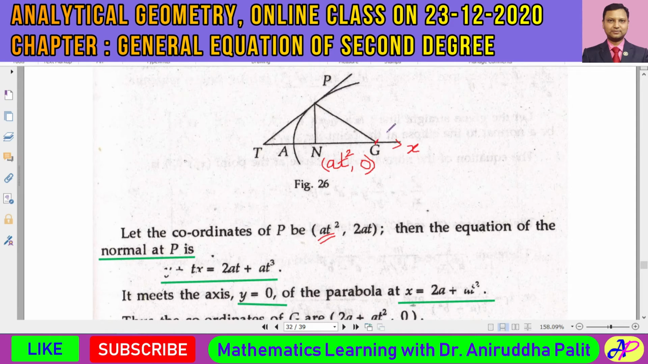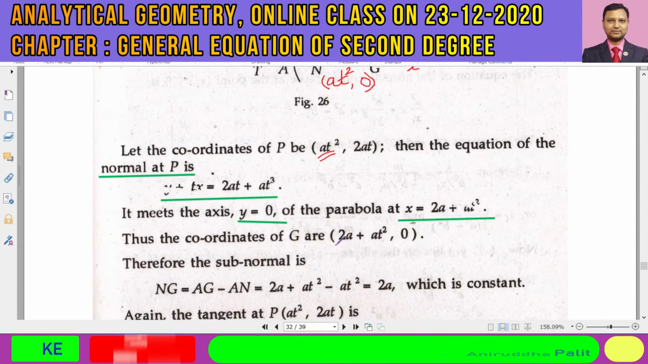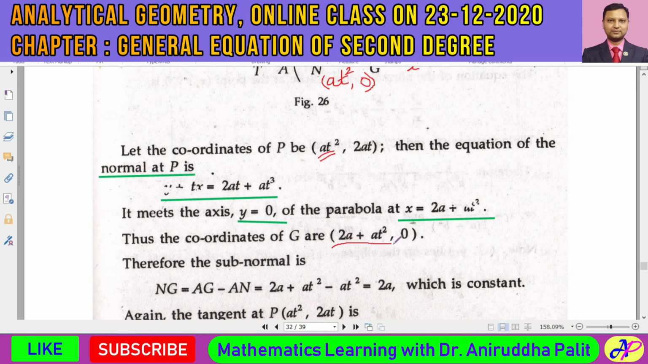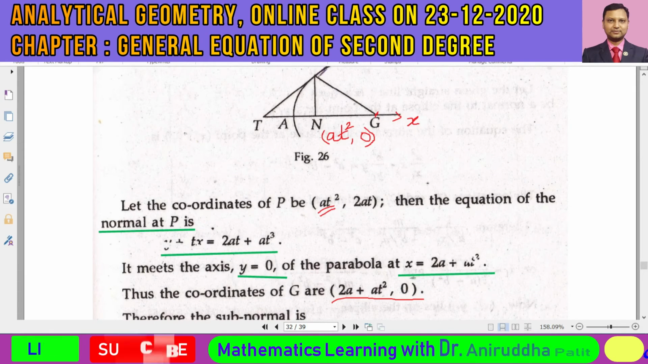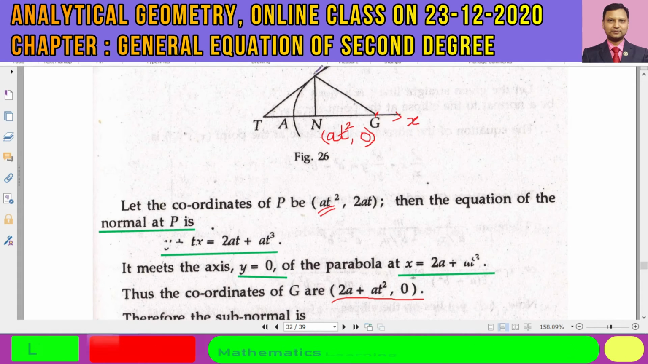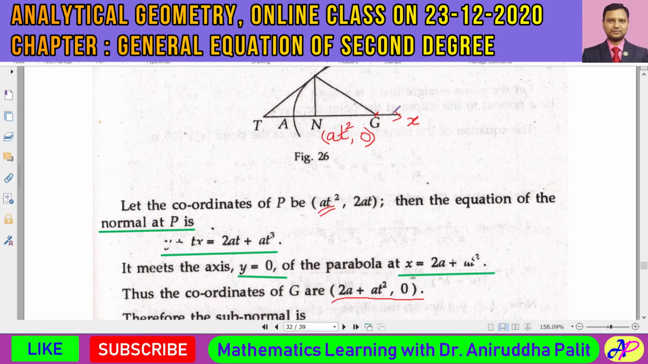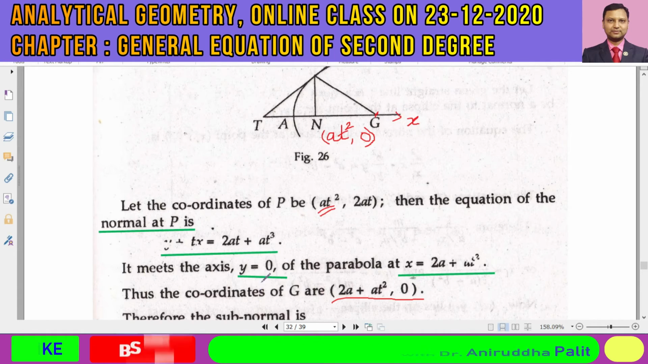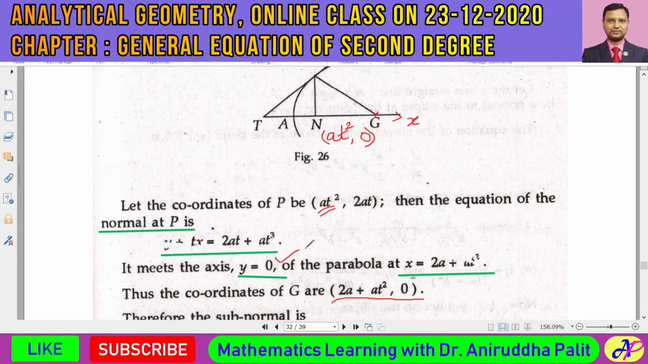Therefore, the coordinate of the point G would be (2a + at², 0). What we are doing is considering the equation of the normal, and in this equation of the normal, we are putting y = 0. Why y = 0? Because y = 0 is the x-axis. We are just considering the intersection of the x-axis and the normal.